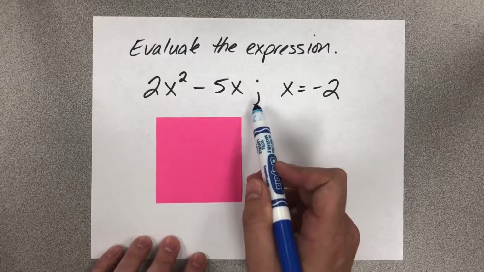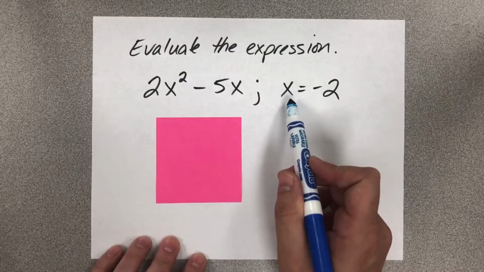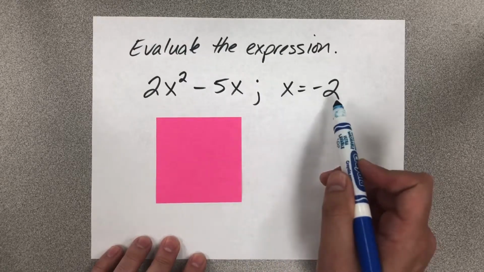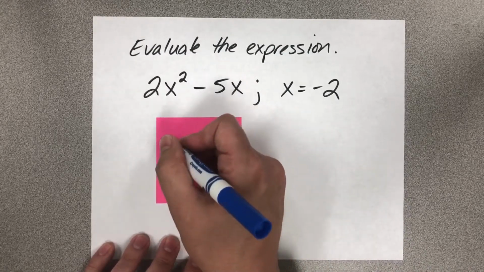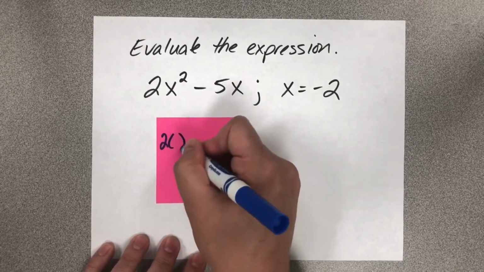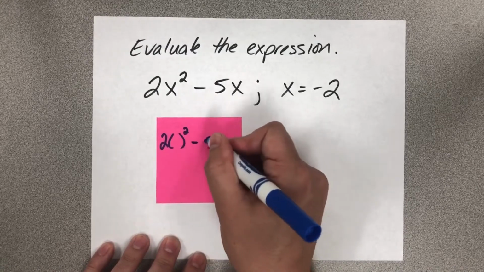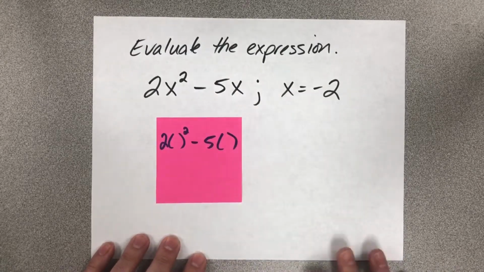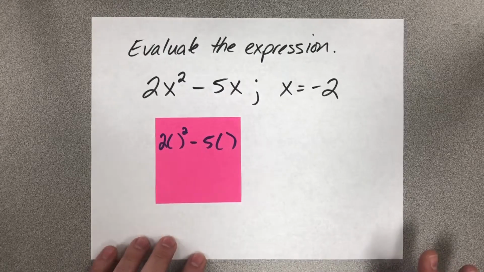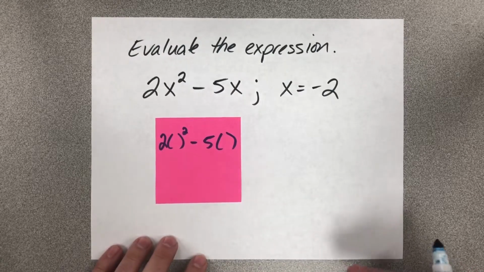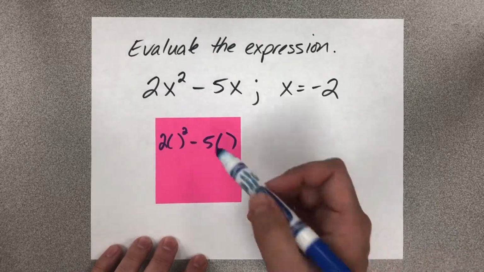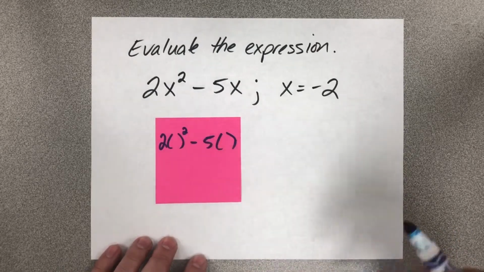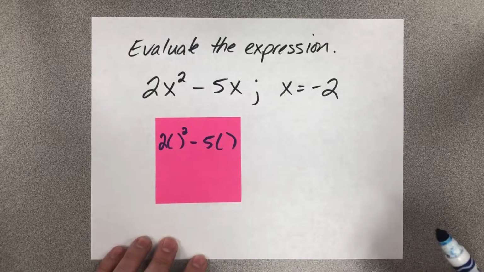And sometimes they'll put a semicolon and then indicate that we want to evaluate when x is -2. What I recommend is write the expression down, but put parentheses in every position where there's a variable. It serves several different purposes, mainly to help you put the correct sign in the correct place, and also when you're dealing with exponents, it can be tricky sometimes if you forget to put parentheses.